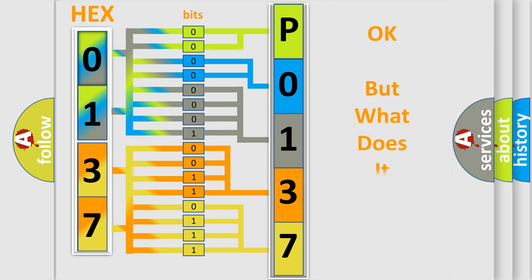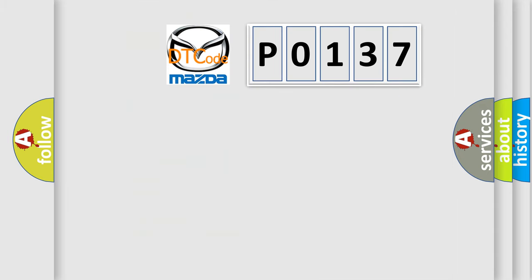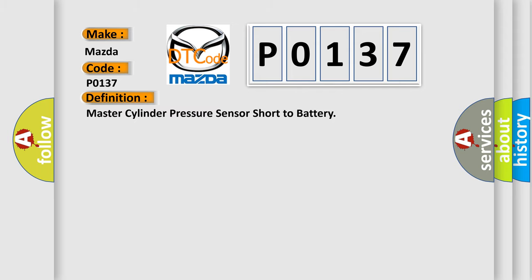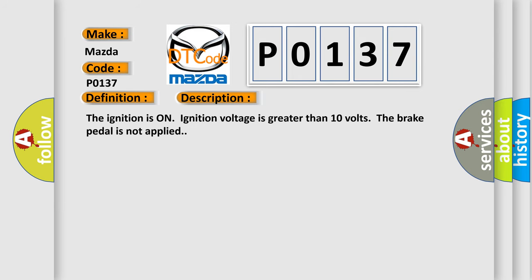The number itself does not make sense to us if we cannot assign information to what it actually expresses. So, what does the Diagnostic Trouble Code P0137 interpret specifically for Mazda car manufacturers? The basic definition is master cylinder pressure sensor short to battery. And now this is a short description of this DTC code. The ignition is on, ignition voltage is greater than 10 volts, the brake pedal is not applied.